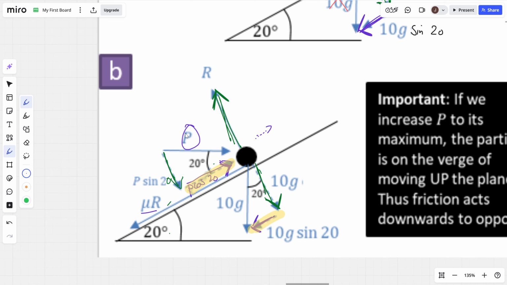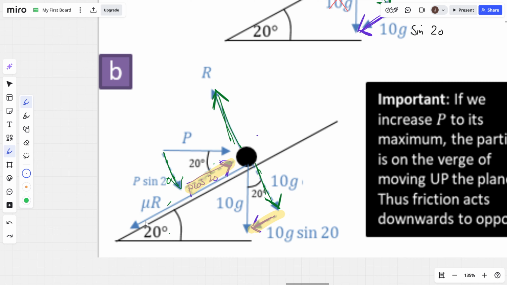If it were any bigger, it would go up and it wouldn't be in equilibrium. The question still wants it to be in equilibrium. So if you want it to be in equilibrium, about to go up, you need the P value to be really, really big to go up, and you need the friction to act the other way. Because it's about to push up the slope, friction is going to fight against you. So friction is always sort of the hardest one to place, really, because you've got to get into what's going on in the question, and that's quite difficult.